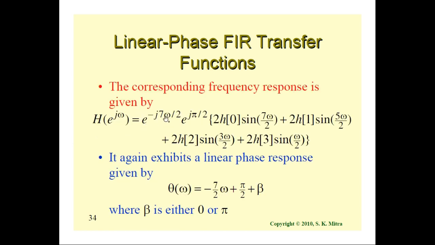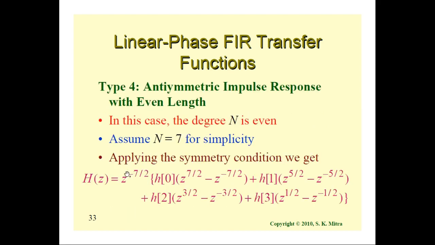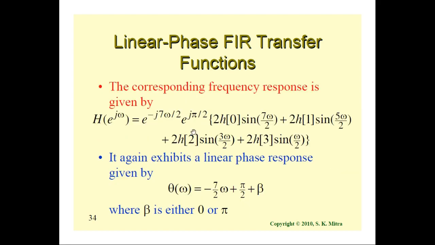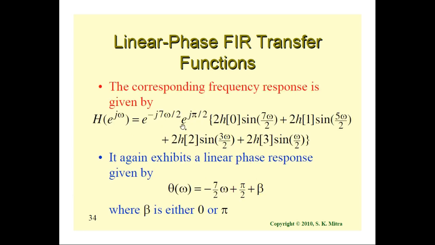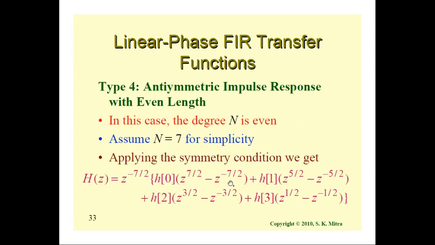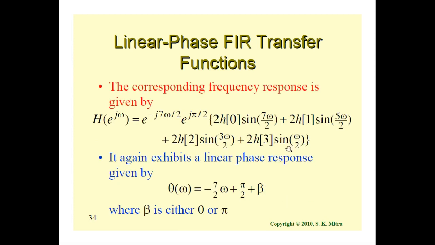will be given by e power minus j 7 omega by 2 for this term. e power j pi by 2 again appears because there will be a 2j factor appearing in all the 4 terms because of converting all these terms into sine. So we take it as a common factor, and the rest of the terms will be 2j sine 7 omega by 2, 2j sine 5 omega by 2, 2j sine 3 omega by 2 and 2j sine omega by 2.